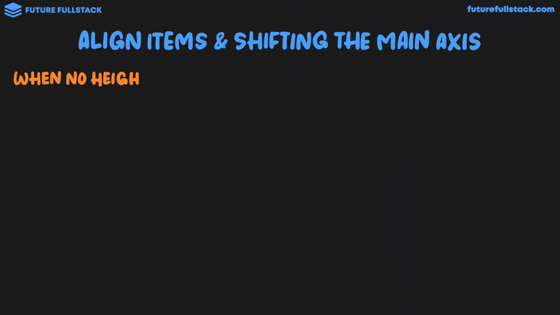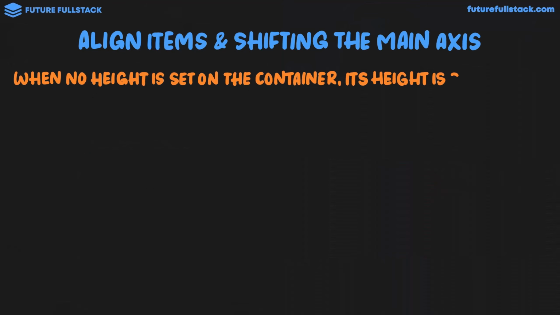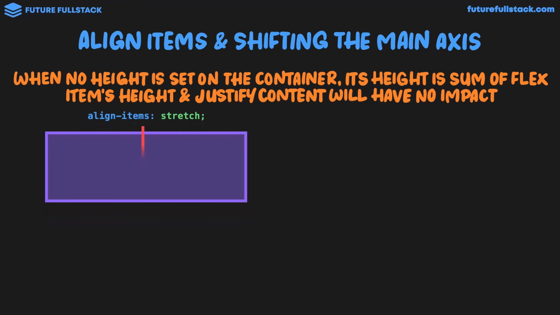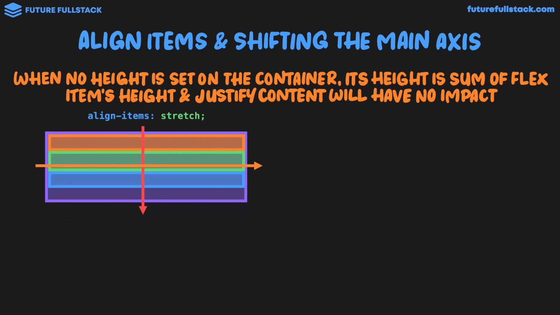When no height is set on the container, its height is the sum of flex items' heights, and justify content will have no impact. So I want to look at align items and justify content at the same time when we've shifted the main axis. If we have align items stretch, we have our flex container, our main axis, which is now running from top to bottom because we've shifted the main axis, which means that our cross axis is now moving from left to right. This means that our flex items will look like this.